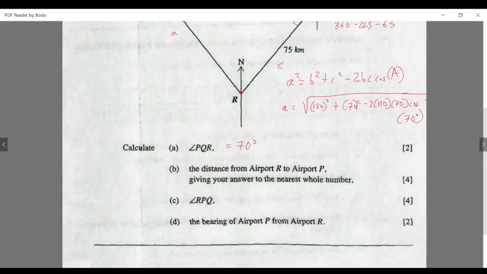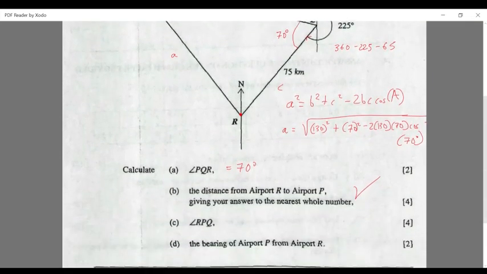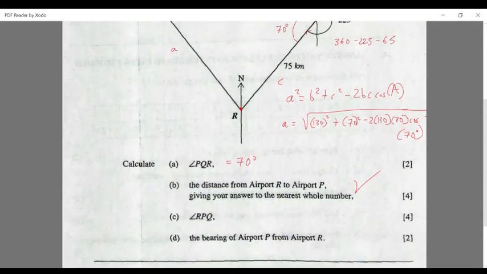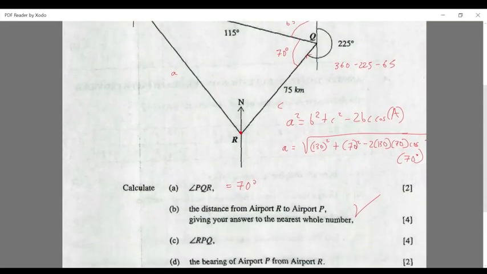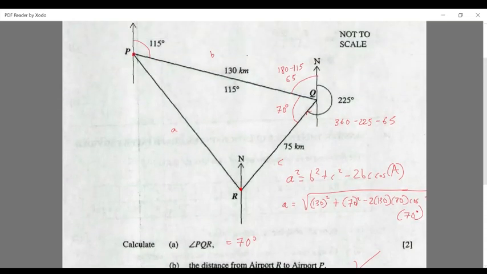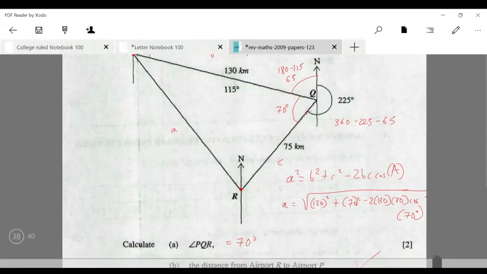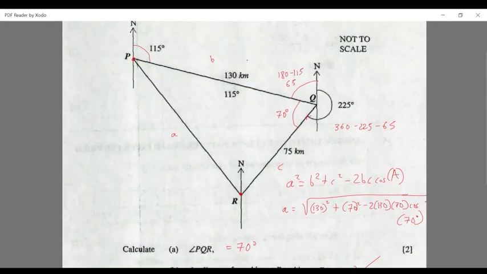So we solved A. Next, we need to find RPQ. So for this one, I'm just going to set things up since I don't have my calculator on me because it died. So I'll show you essentially what we can do. So the next thing we need to find is RPQ.